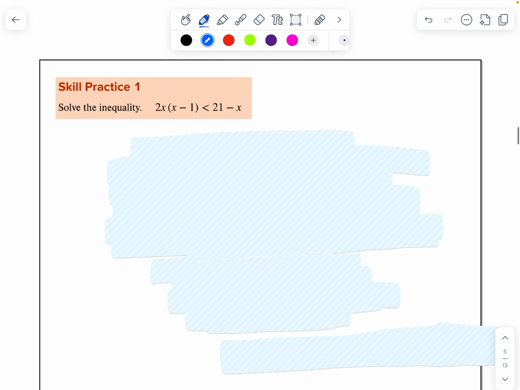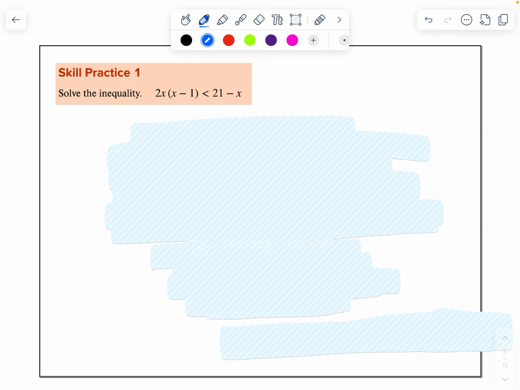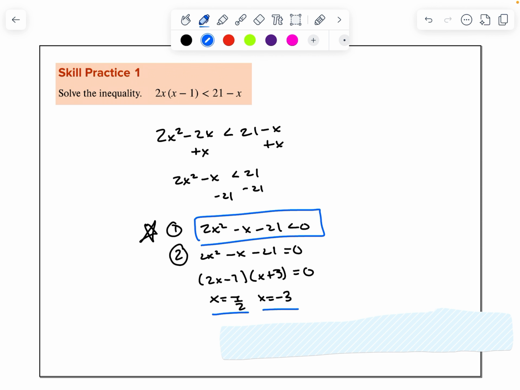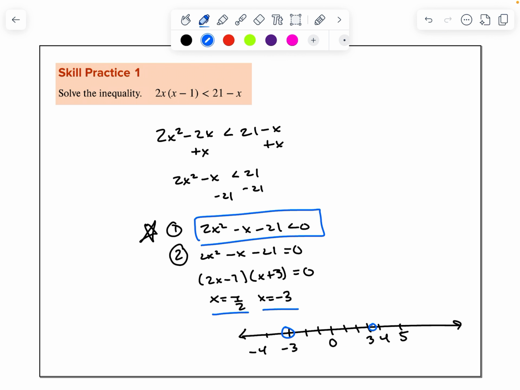Here's another one. Why don't you take a second and try this one? Here's what my solution looked like. Got it equal to 0. Did star method. Found 7/2 and -3 to be my two solutions. Put those on a number line. Positive 7/2 is just above 3.